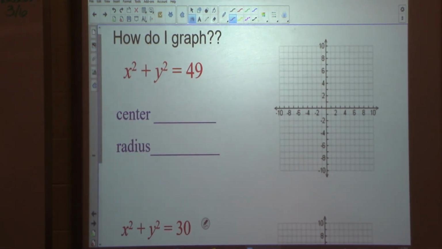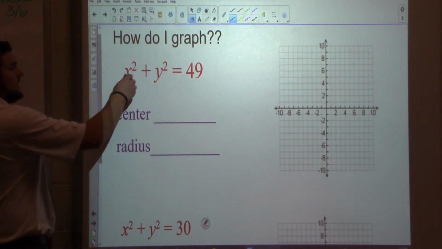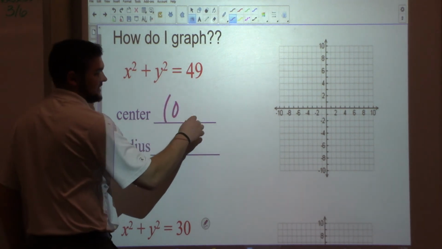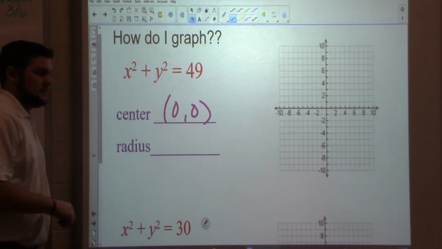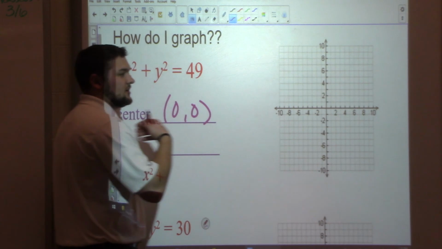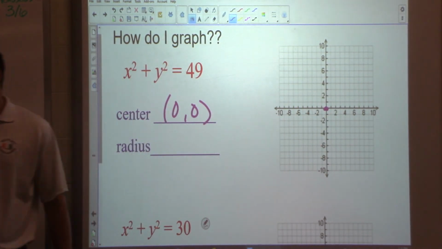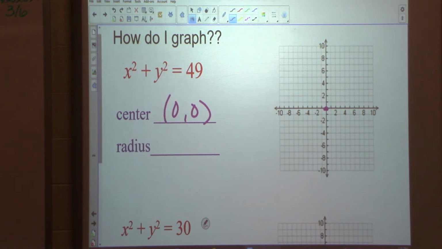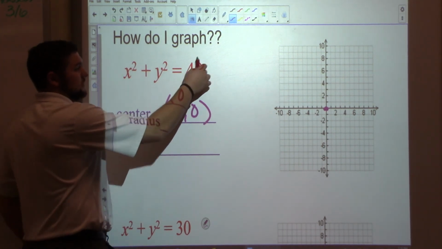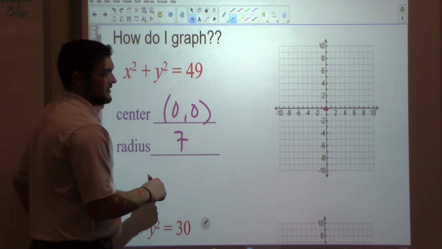How do I graph this? First of all, x squared plus y squared equals 49. What is my center? 0, 0, right? X squared plus y squared tells me my center is at 0, 0. Which I always like to plot the center first. Put a point in our center. Okay? Then, my radius. What is my radius going to be? 7. How'd you get that? The square root of 49, right? So my radius is 7.